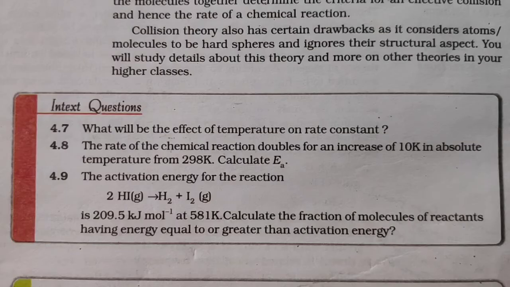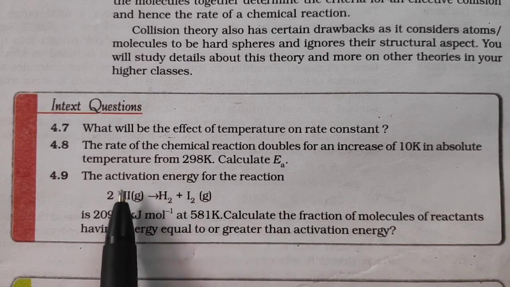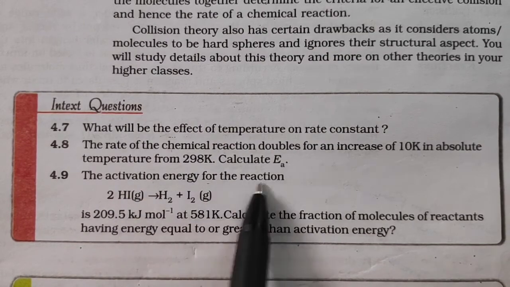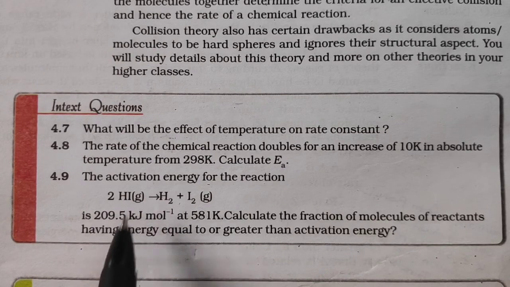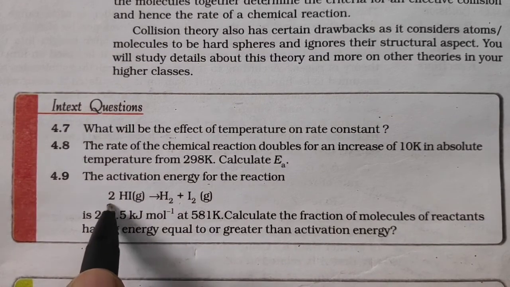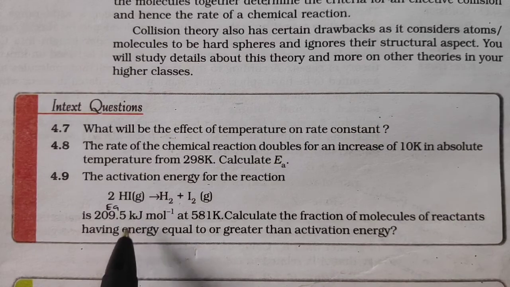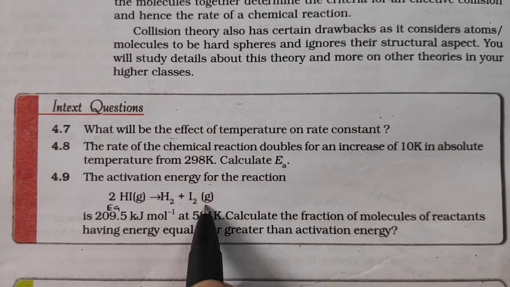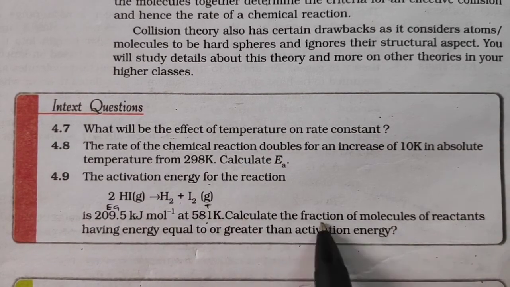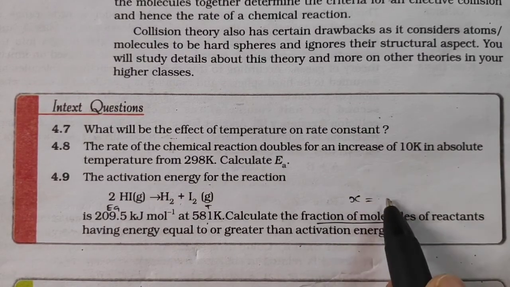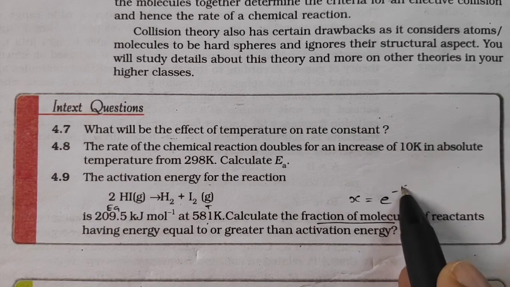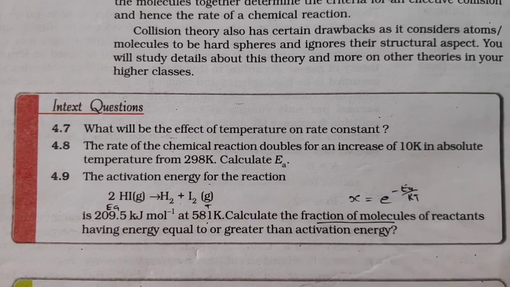Now the next one. In-text question 4.9: the activation energy for the reaction, the decomposition of hydrogen iodide, 2HI, is EA equal to 209.5 kilojoule per mole. The temperature is given. Calculate the fraction of molecules. Now the fraction of molecules, what we have seen, is equal to e raised to minus EA by RT.